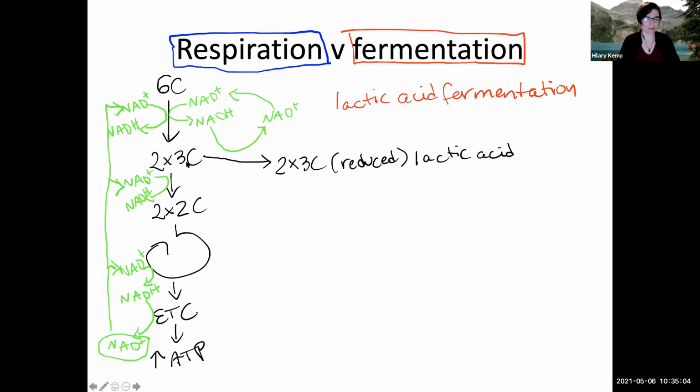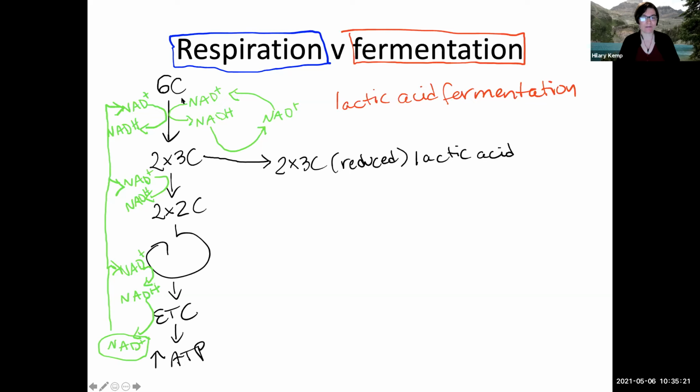Remember, redox reactions are paired. So pyruvate is the acceptor. Pyruvate is the terminal electron acceptor, and it turns into lactic acid. This is called lactic acid fermentation. That's what happens in our bodies. You know, a little bit. Mostly this is what happens, but there's a little bit of this.